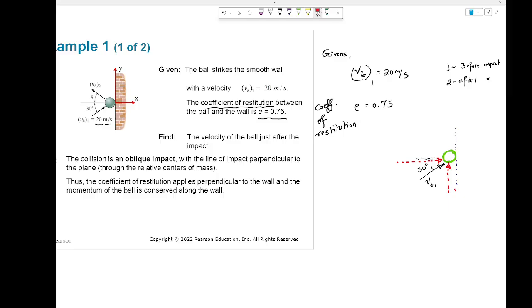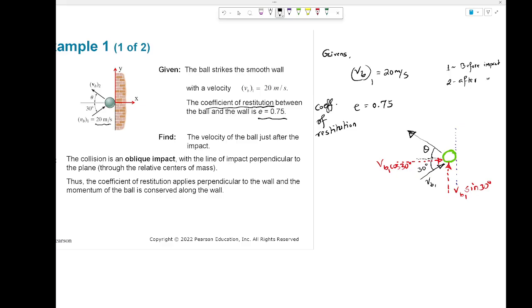Okay, and then this one would be VB1 sine 30 or cos 30? Thank you. And this one would be VB1 cos 30. All right, then after the impact, obviously the ball is going to come back, and the coming back direction would be something similar to this. This is the angle theta. This theta is not known. You have to find it.